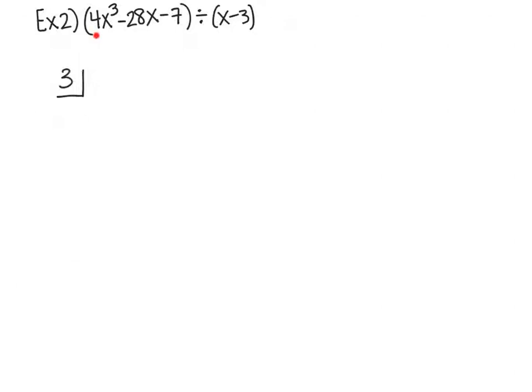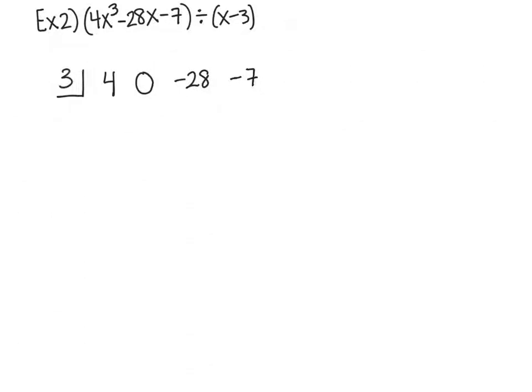So we're starting off with 4x cubed, so we will put the 4 here. We're going to leave a little space. There is no x squared term, which means we need to put 0 here. We would check now, there is an x term. The coefficient is negative 28. So we'll put negative 28 there. And then last but not least, the constant is negative 7. So we'll put negative 7 there. And again, there's a little bit of a gap in between those numbers.